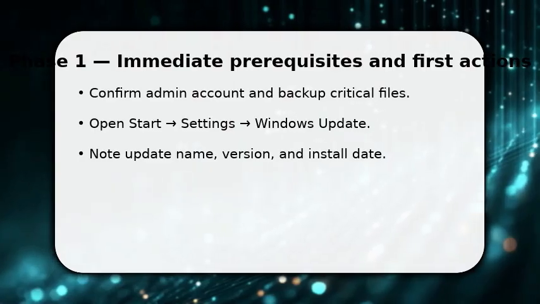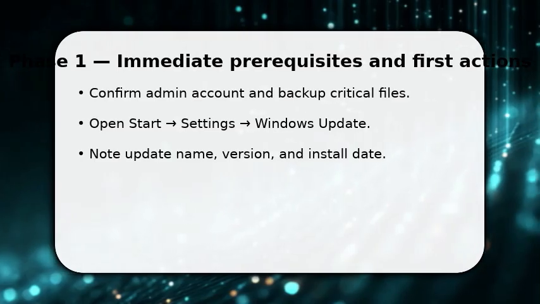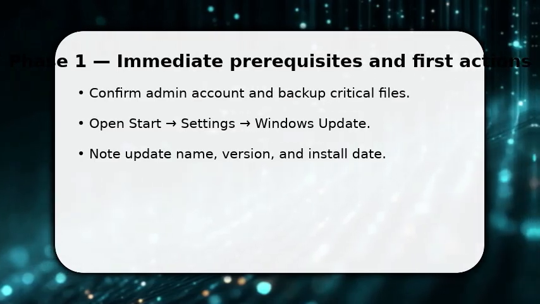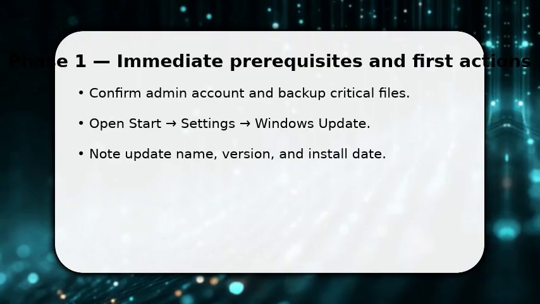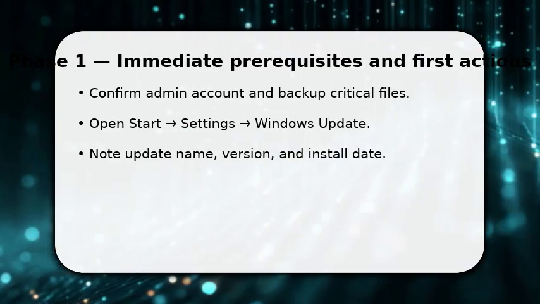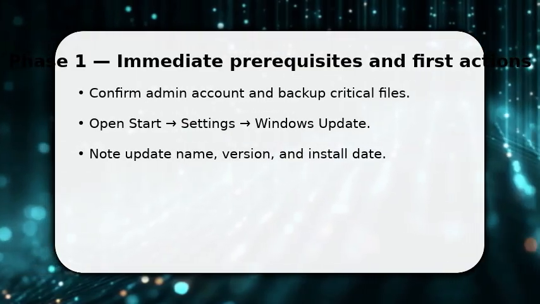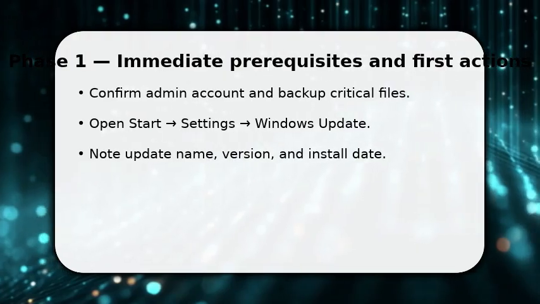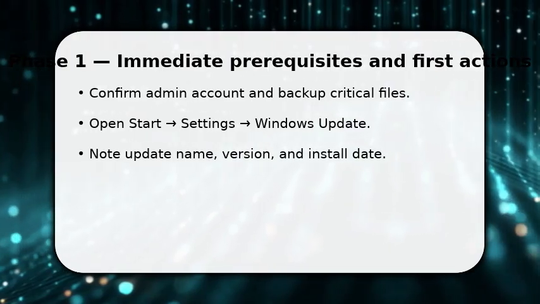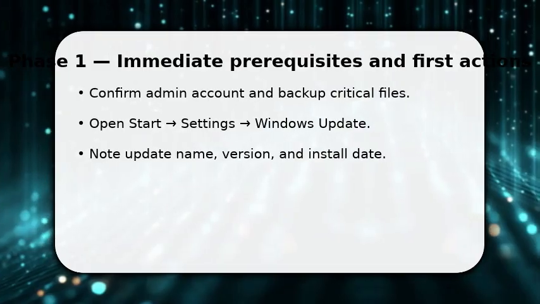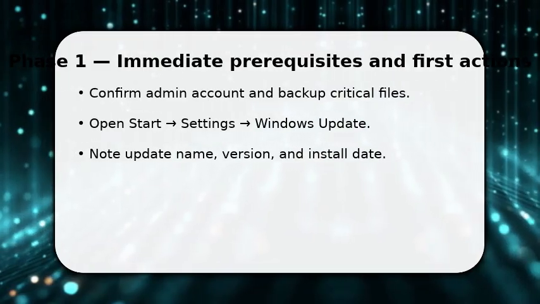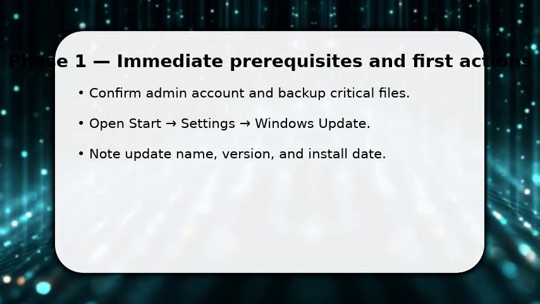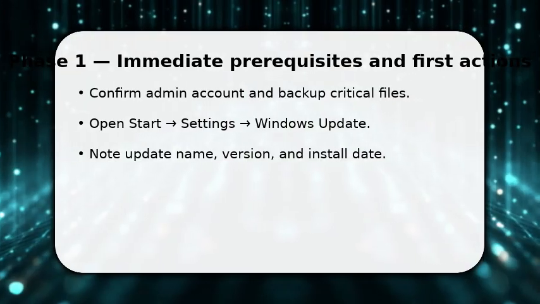You start by confirming you have an administrator account and a current backup, because rolling back can affect settings and files. Once done, open Start, type Settings, then go to Windows Update so you can see recent installs. Make sure to note the update name, version, and install date. This tells you what to remove. If a feature update is listed, you'll prepare a different path than for a quality or driver update.